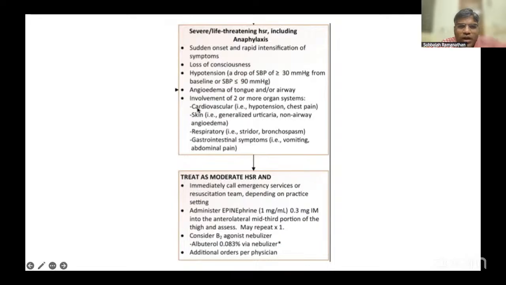And two or more organ systems. Cardiovascular, you have to look for hypotension and chest pain. In skin, there will be generalized, not localized, urticaria, and non-airway angioedema can happen. In respiratory, there will be stridor and bronchospasm, and GI symptoms in the form of vomiting and abdominal pain. Those are the clues for anaphylaxis. Treat as a moderate hypersensitivity reaction, and you do all the things done for moderate: stopping the iron, IV fluids, hydrocortisone, ondansetron, and second generation antihistamine. Along with that, you can give adrenaline, 0.3 milligrams IM into the mid thigh, or subcutaneous 1 in 1,000, and then you can give a beta 2 agonist nebulizer like salbutamol.